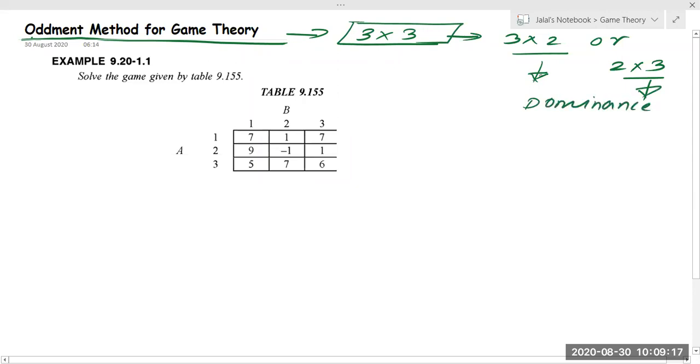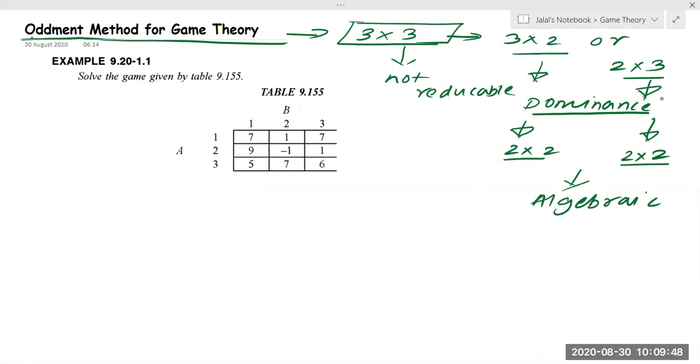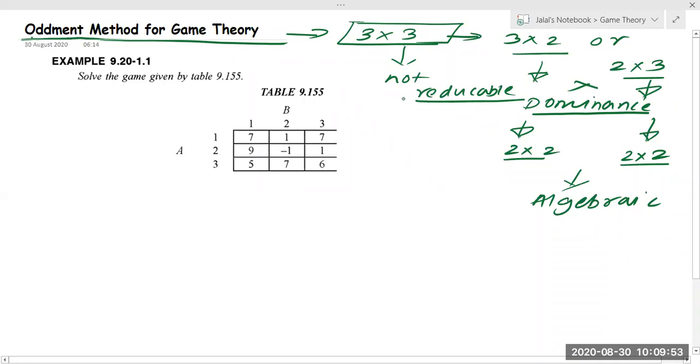Again, if it is 3 by 2, you will reduce the row, then it will become 2 by 2. Or if it is 2 by 3, you will reduce the column and it will become 2 by 2. And then you can solve it by the algebraic method, if you remember. But sometimes you are not able to reduce the 3 by 3 matrix, it is not reducible. When the matrix is not reducible by the dominance method, then we have to use another method, which is called the augment method.